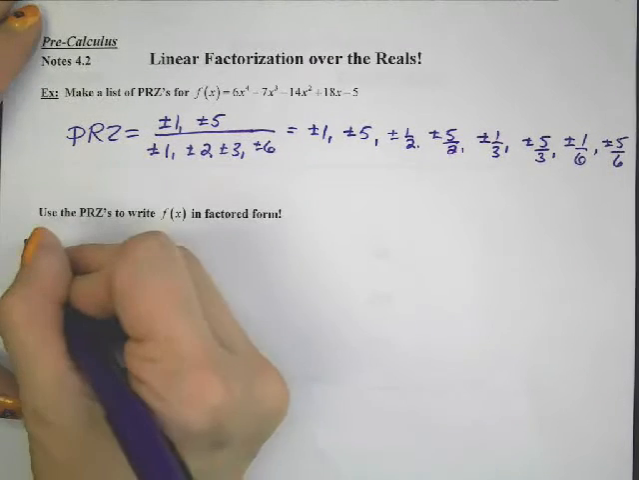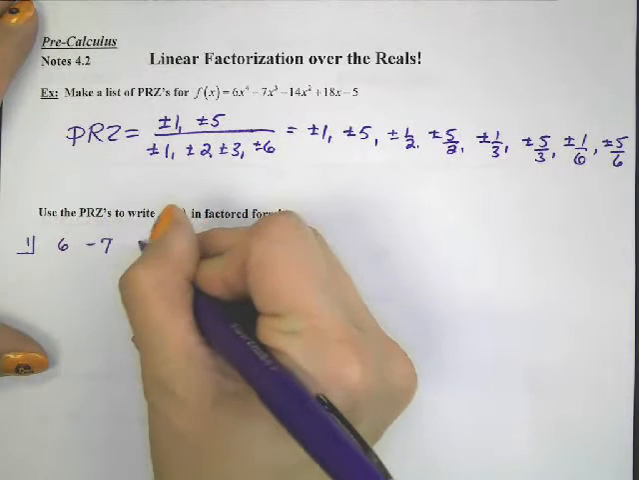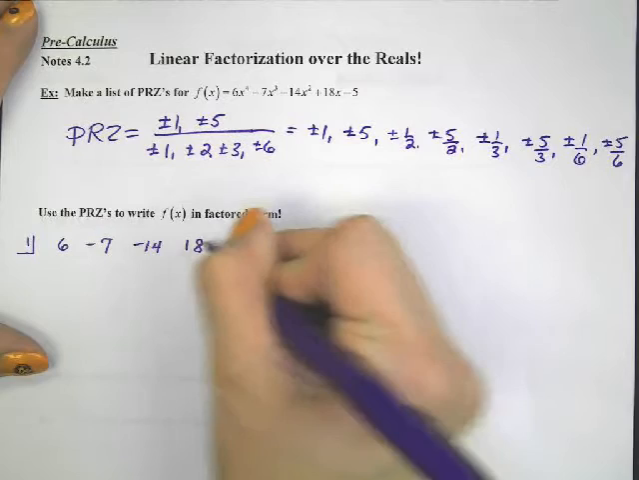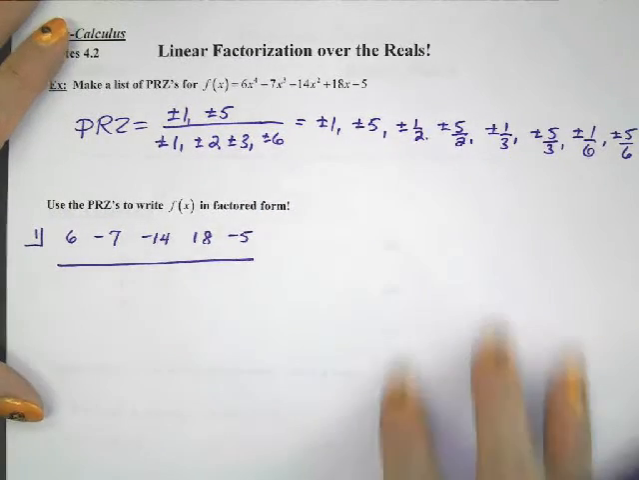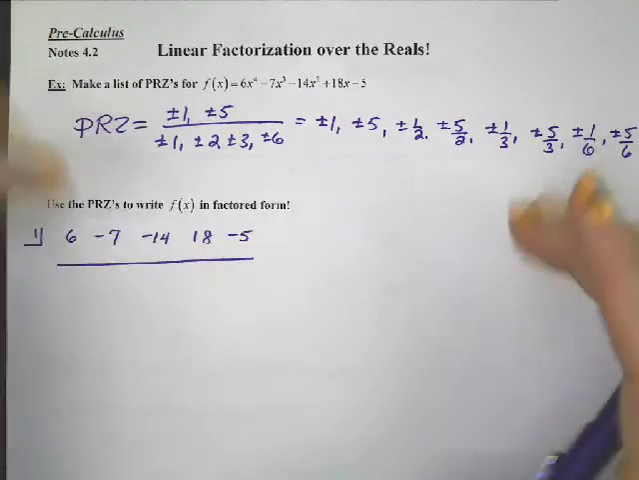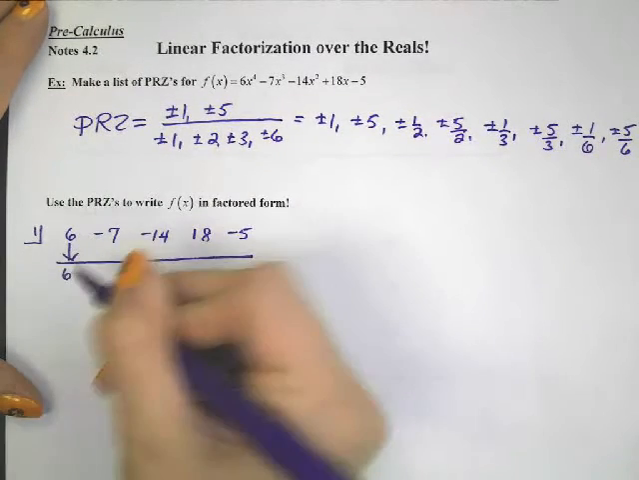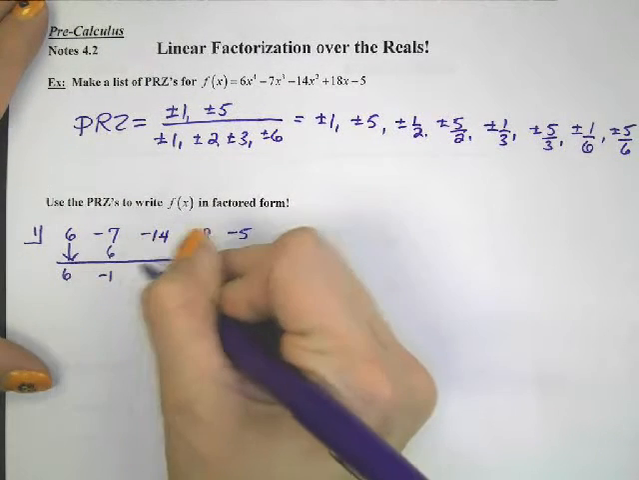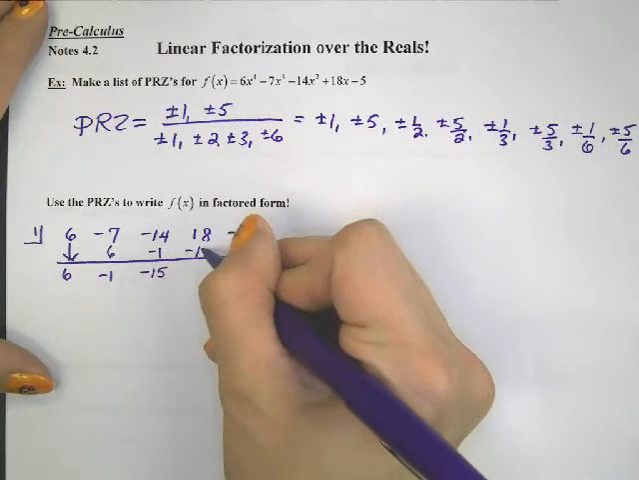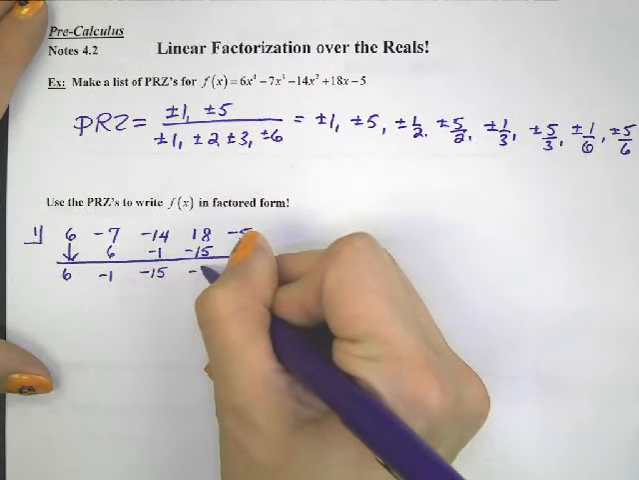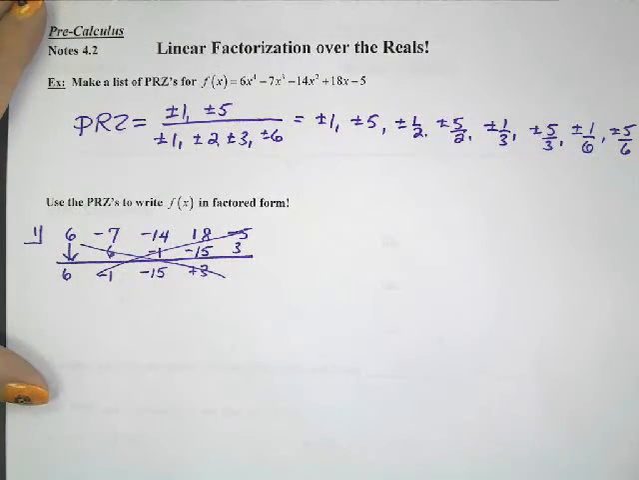The first one I'm going to test is positive 1. Our coefficients are 6, negative 7, negative 14, 18, negative 5. Please try to write tiny so you've got a lot of space over here to work. Some people take up the whole space right in the middle and then they run out of space. We'll drop down the 6. 6, negative 1, negative 15, 3. No, it's not working. Okay.